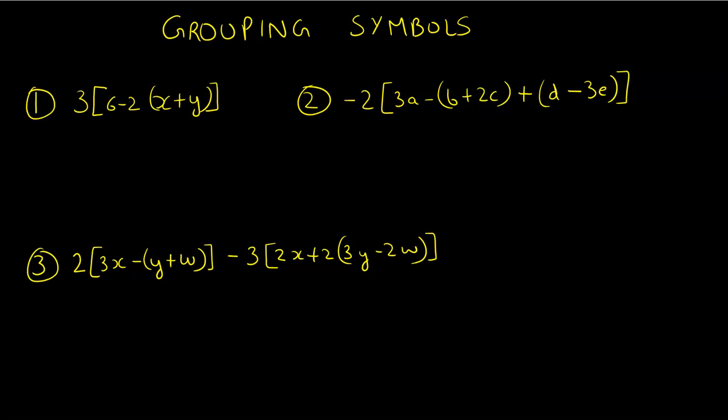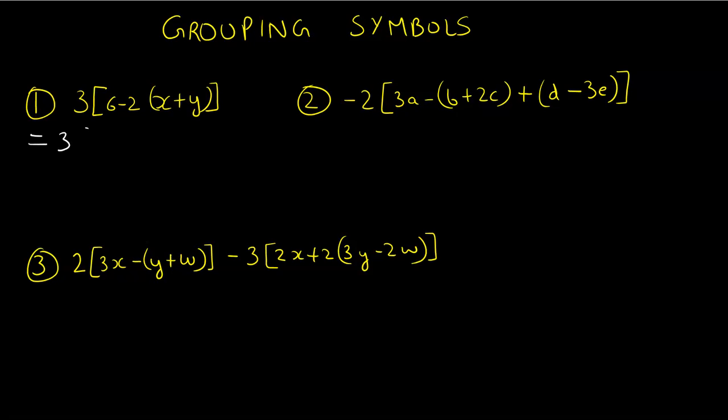So in this video we will learn how to solve expressions using the grouping symbols. We have three problems over here. In the first one, you can see we have 3 bracket 6 minus 2 in parentheses 6x plus y. So in order to solve this, we first have to solve the innermost parenthesis, which is x plus y. So how do we do it?